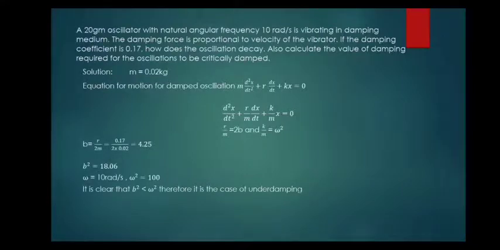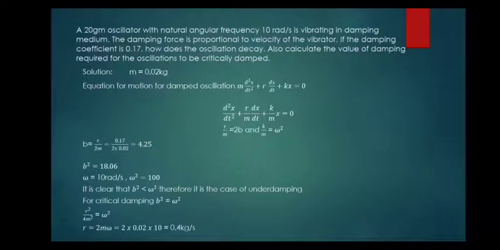Omega is equal to 10 radian per second. So omega square will be equal to 100. Now we know that the nature of damping is decided by comparing the value of b square with that of omega square. So it is clear that b square is less than omega square. Therefore it is the case of under damping. Instead of this, suppose you get a value of b square which is greater than omega square, suppose 120, then it will be the case of over damping.